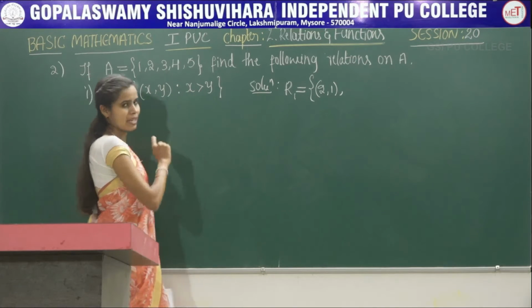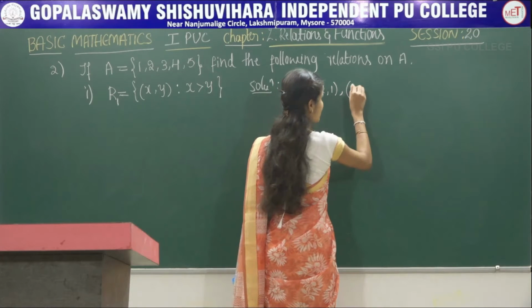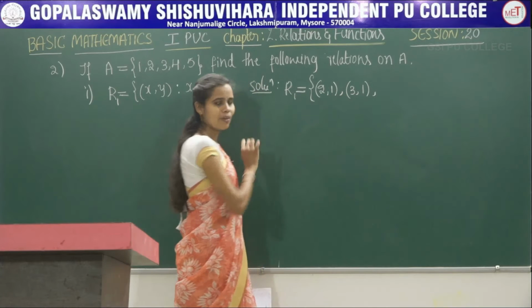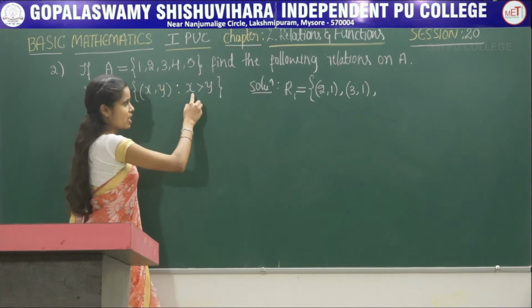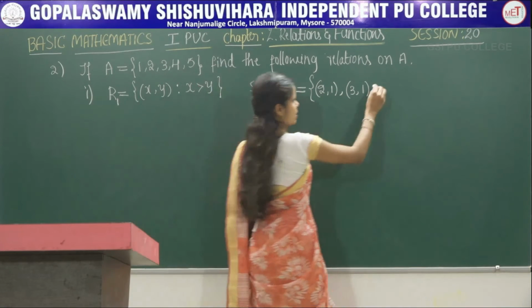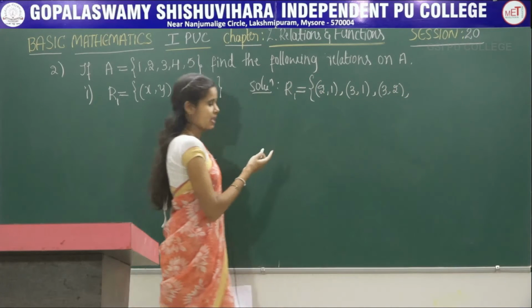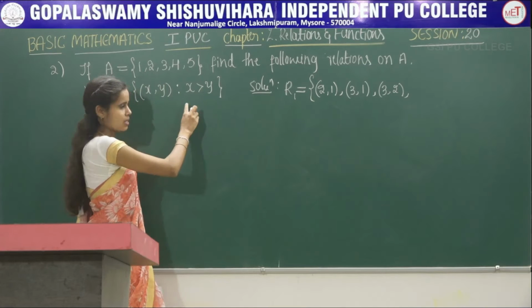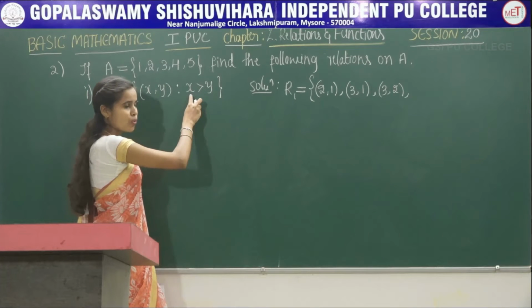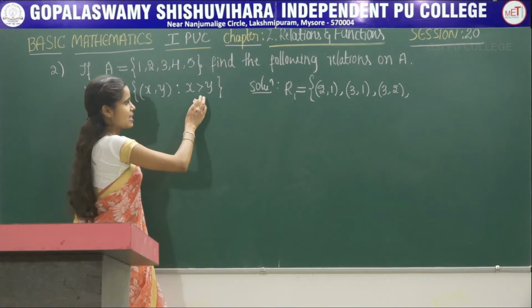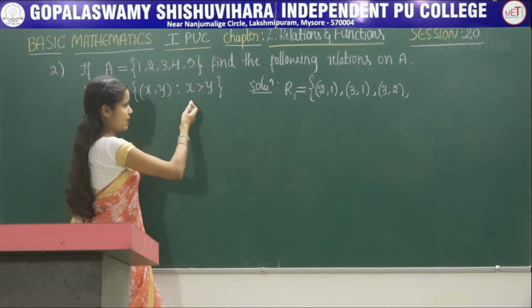Next (3,1), (3,2) up to (3,5). 3 is greater than 1, therefore ordered pair (3,1) satisfies the condition, so it is an element of R1. Next (3,2), 3 is greater than 2, true, therefore it is also an element. Next (3,3), 3 is greater than 3, false, not an element. (3,4), 3 is greater than 4, false, therefore it is also not an element. 3 is greater than 5, not an element.